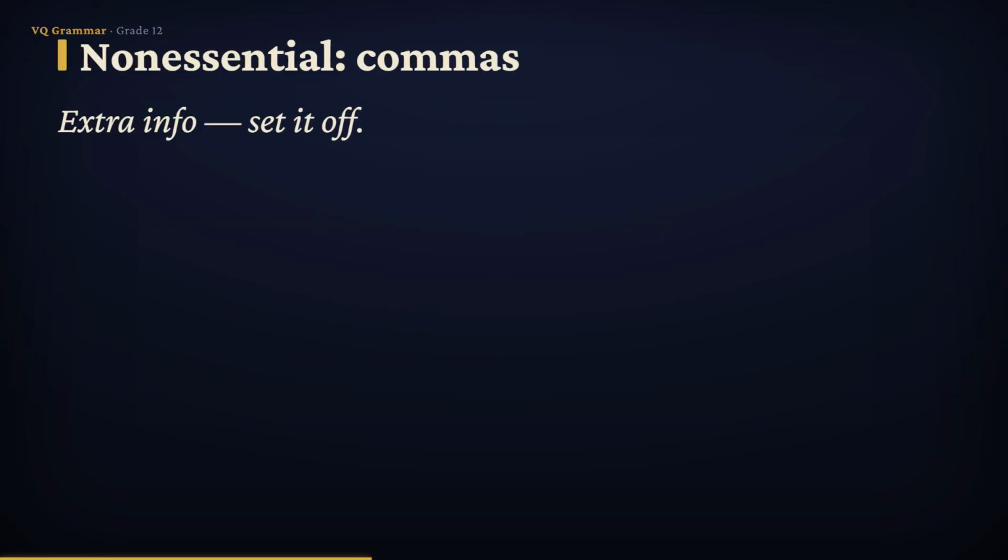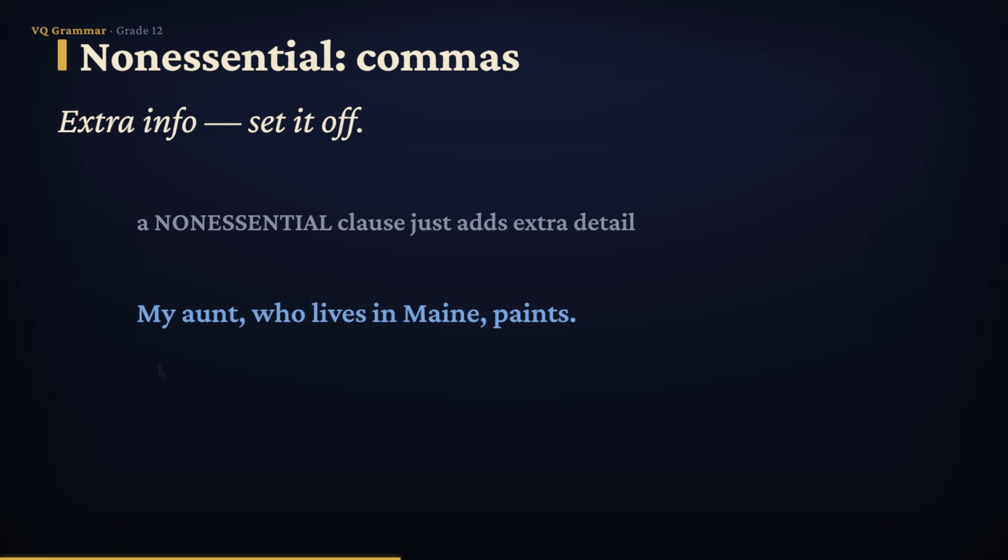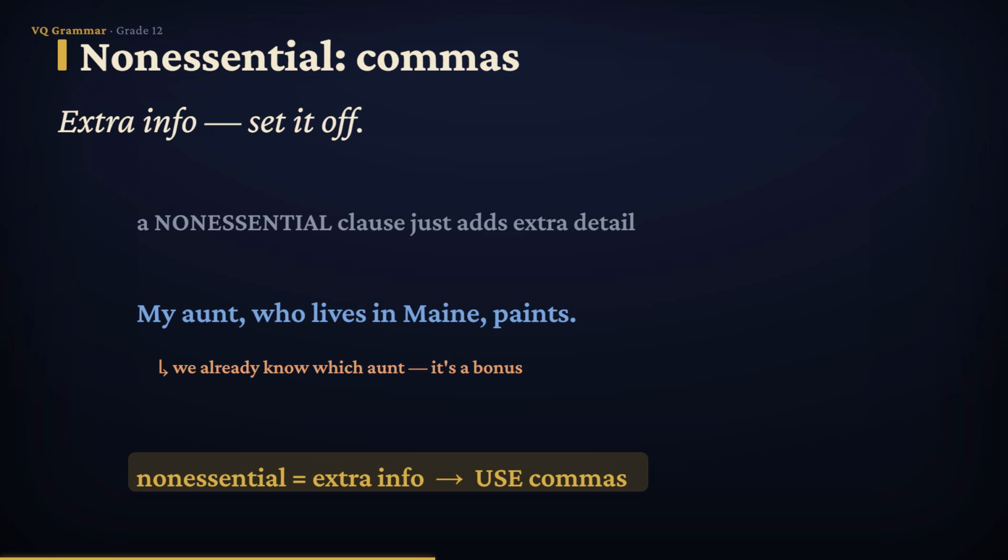The other kind is the non-essential clause, and it works the opposite way. A non-essential clause adds interesting detail, but the sentence already makes complete sense without it. Take this. My aunt, who lives in Maine, paints. We already know which aunt we mean. She's my aunt. So who lives in Maine is just a bonus fact. Lift it right out, and my aunt paints still stands perfectly. Because that clause is extra, we set it off with commas, one before it and one after, to show the reader it could be gently removed. Non-essential means extra, and extra earns its commas.